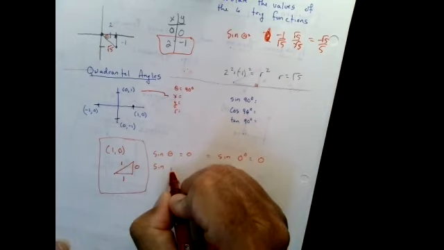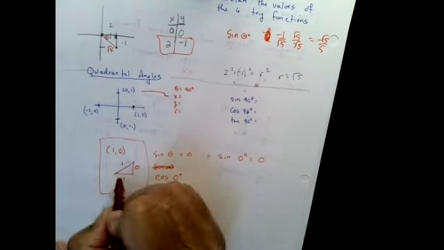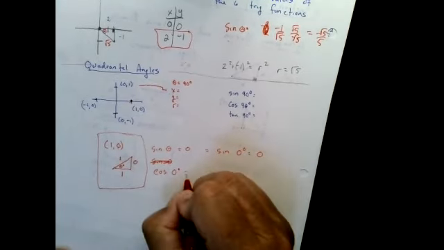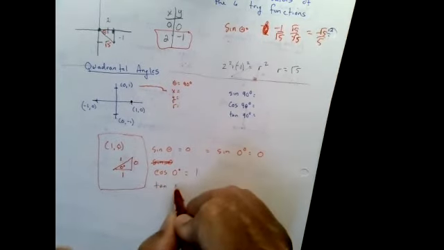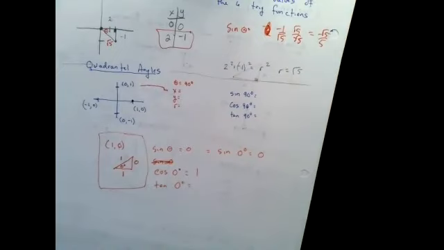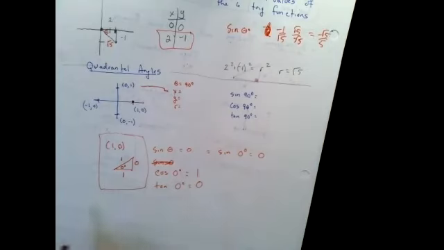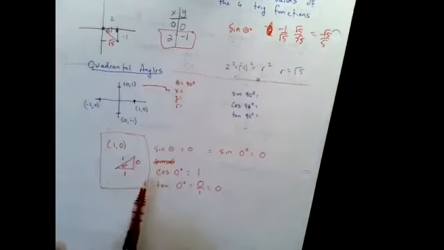What if I did the cosine of 0 degrees? Again, this is 0 degrees. Didn't go up anywhere. It's that point. What's the cosine of 0 degrees? 1. And what's the tangent of 0 degrees? Is that undefined? Well, it's opposite over adjacent. It's 0 over 1, which is going to give me a 0, just like the sine did. So I can do all these for 0 degrees.